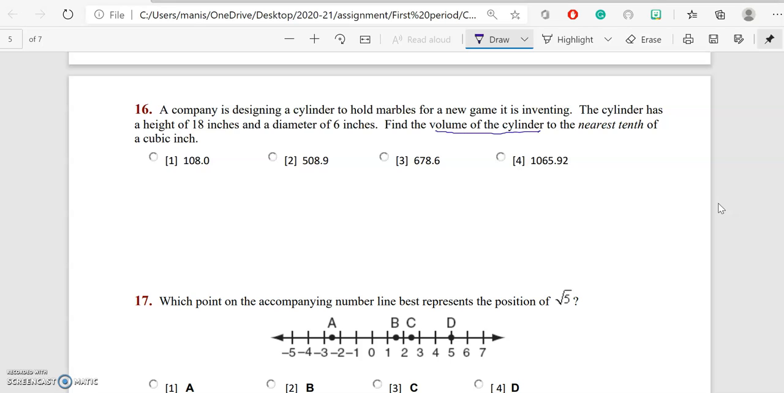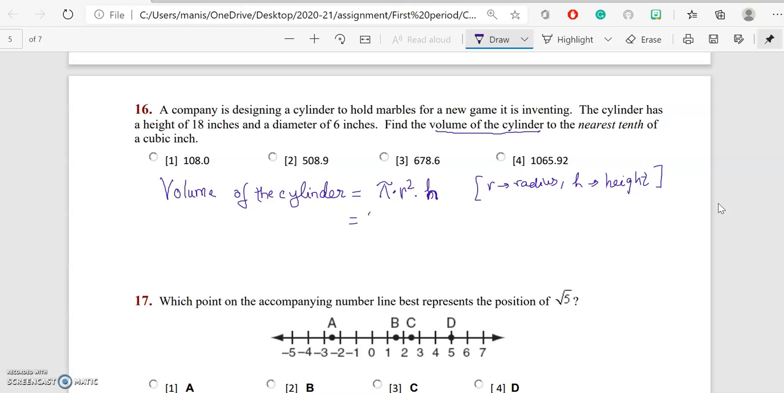To find the volume of the cylinder, the first step is you should know the formula. The formula to find the volume of the cylinder is V equals pi r squared h, where r is your radius and h is your height.